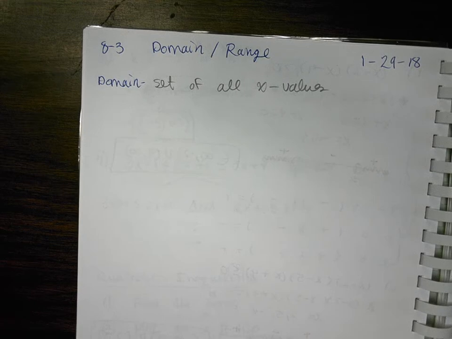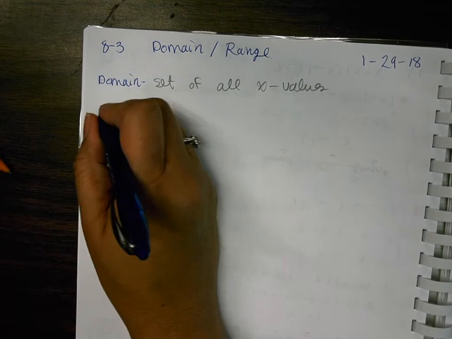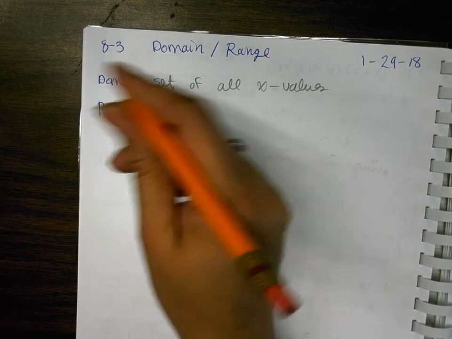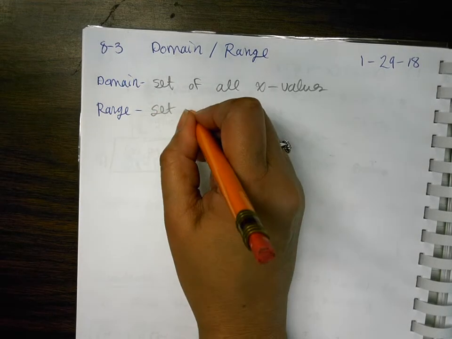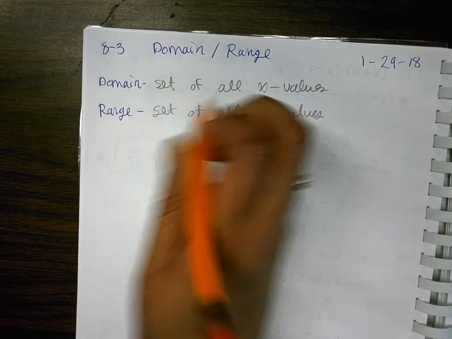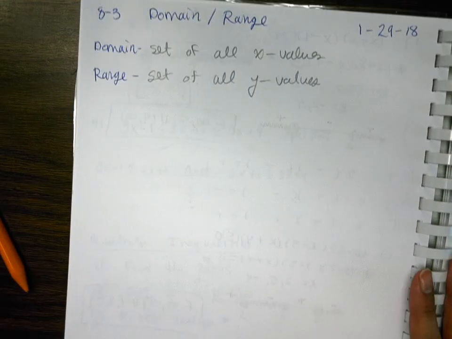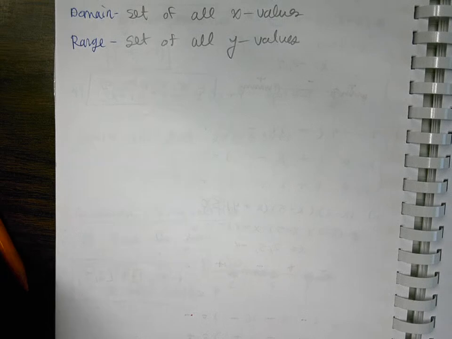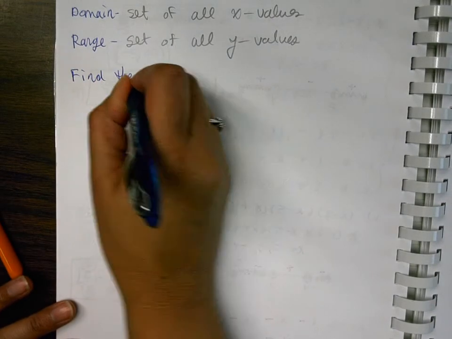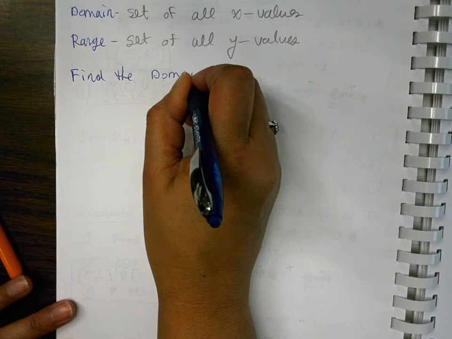All right, domain, set of all x values. Another word you've seen before is range. And what is range? Set of all, good job, set of all y values. All right, domain is the one we'll be focusing on today. Find the domain.